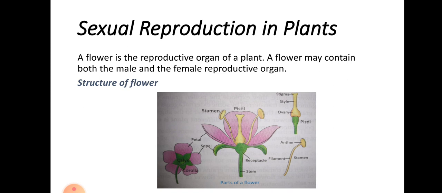The sweet smell, bright colors of the petals and the nectar attract insects to a flower and help in pollination. The sweet smell of the petals attracts the insects, and the bright colors of the petals attract them as well. This helps in pollination.